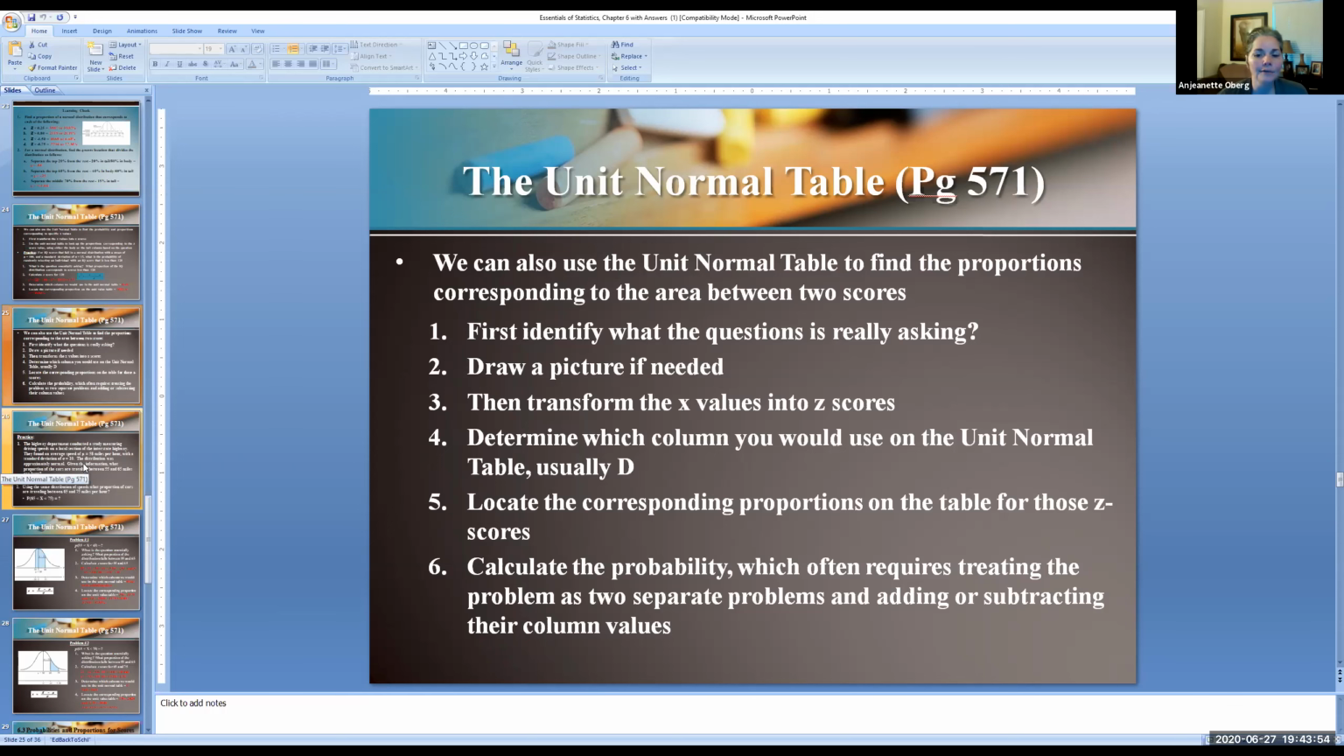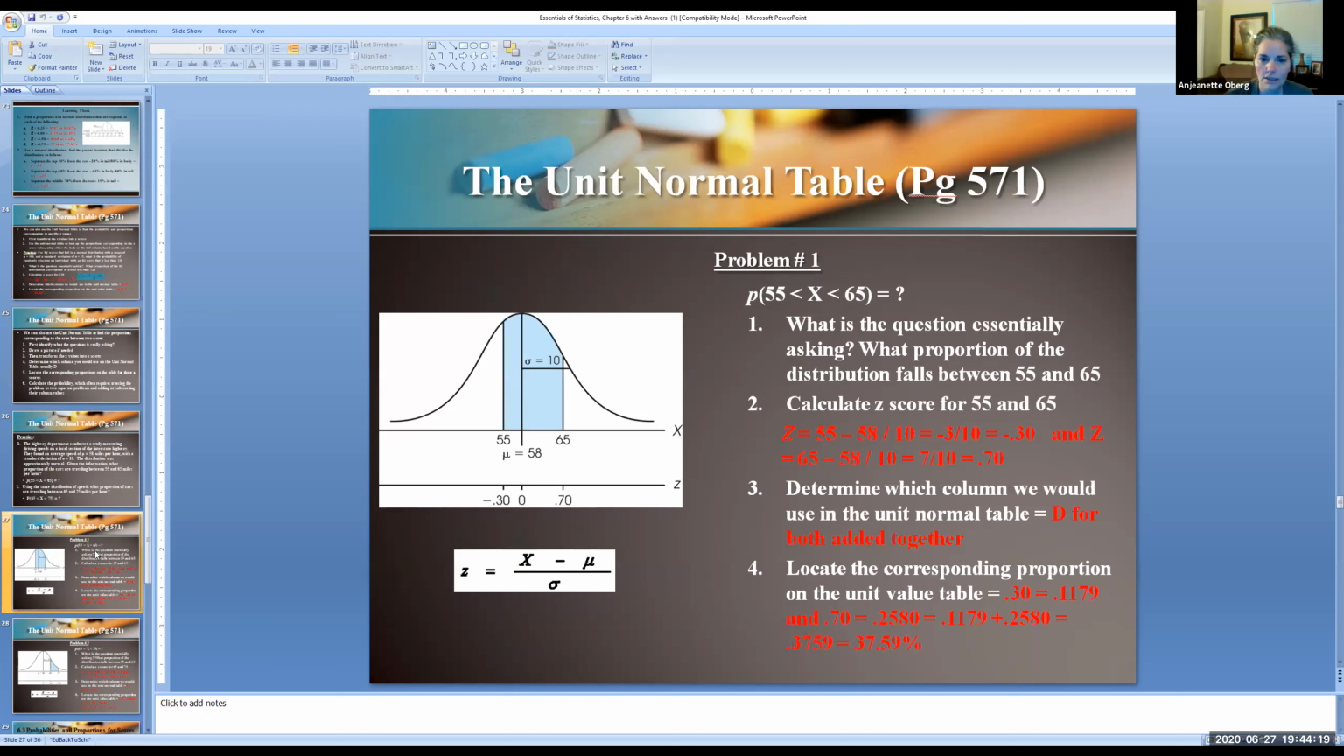So I feel like the first thing to do is draw the picture. What is it asking? I like to draw the picture first and then figure out what it's asking. Transform any X values into the Z-score. Determine which column you're going to use based on what it's asking. Locate the proportions or the percentages that correspond to that column, and then you can calculate your probability. Okay, convert it to the percentages.